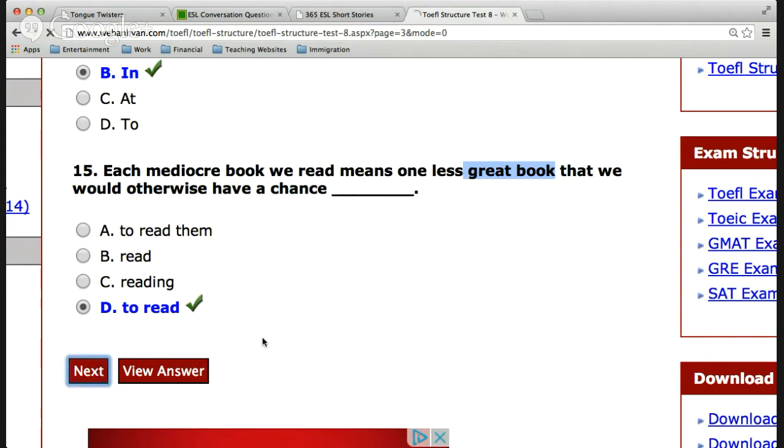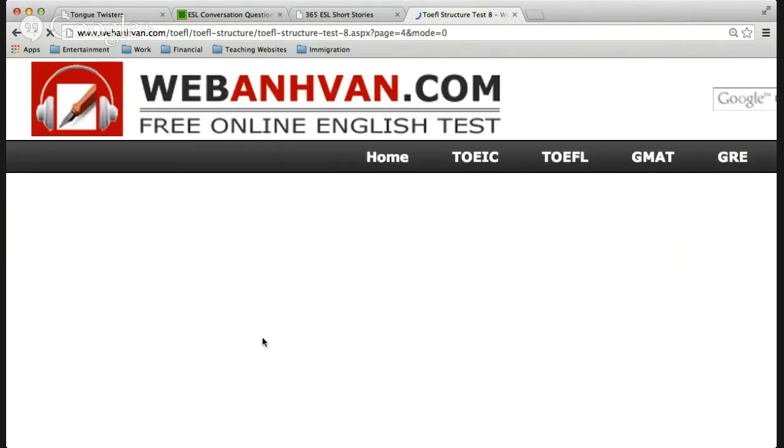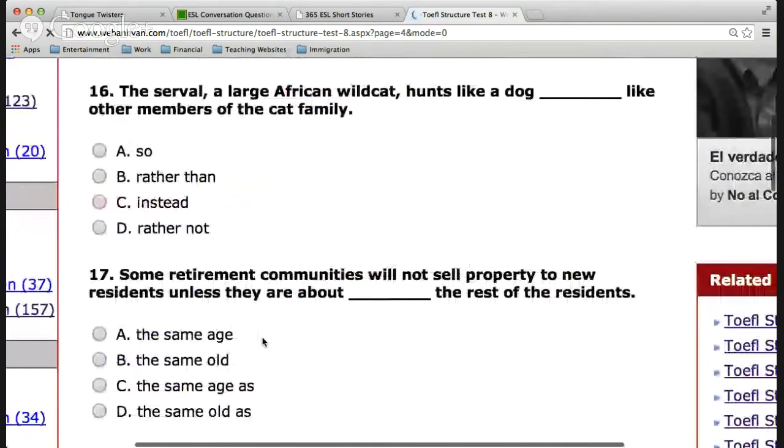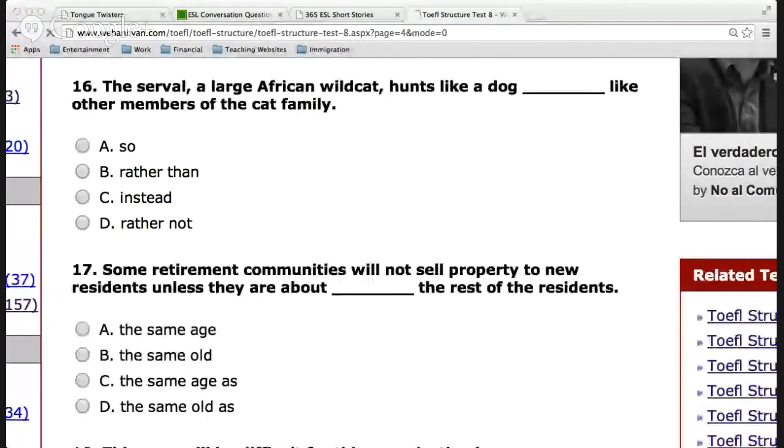All right, let's go to our next one here. All right, number 16. I believe, Mohammed, did you read number 15? I think you did, right? Yes, I did. Okay, good. Ivan, number 16, please. The serval, a large African wildcat, hunts like a dog, blank like other members of the cat family.